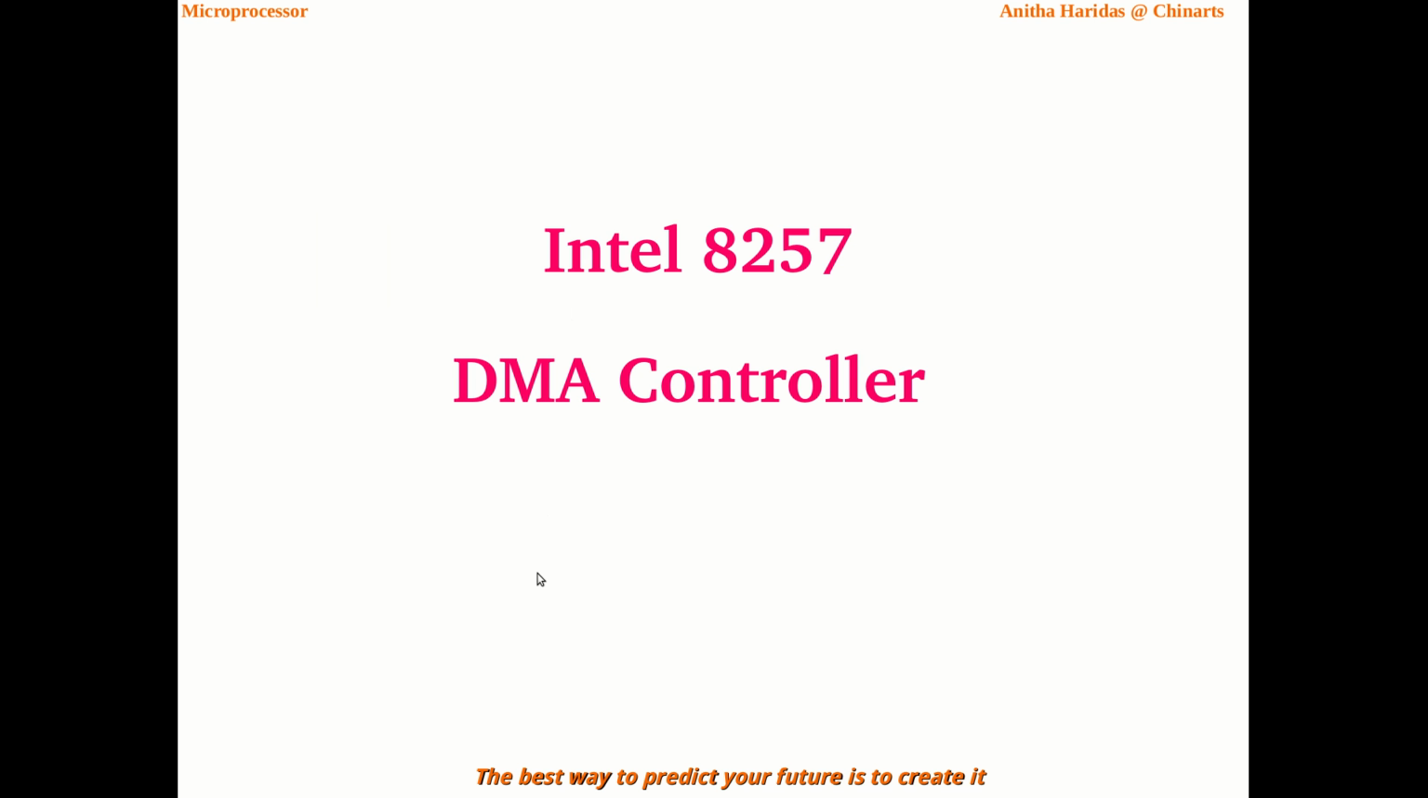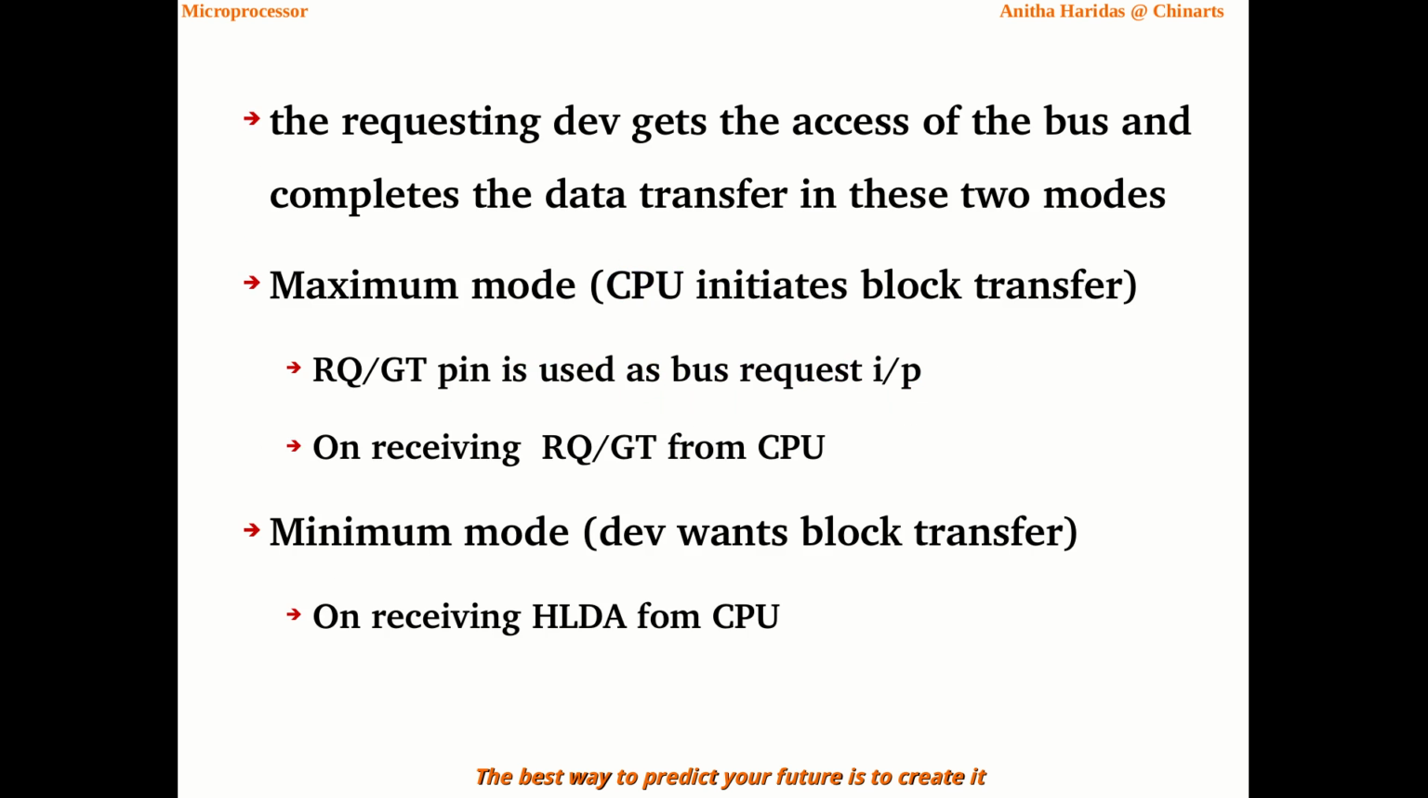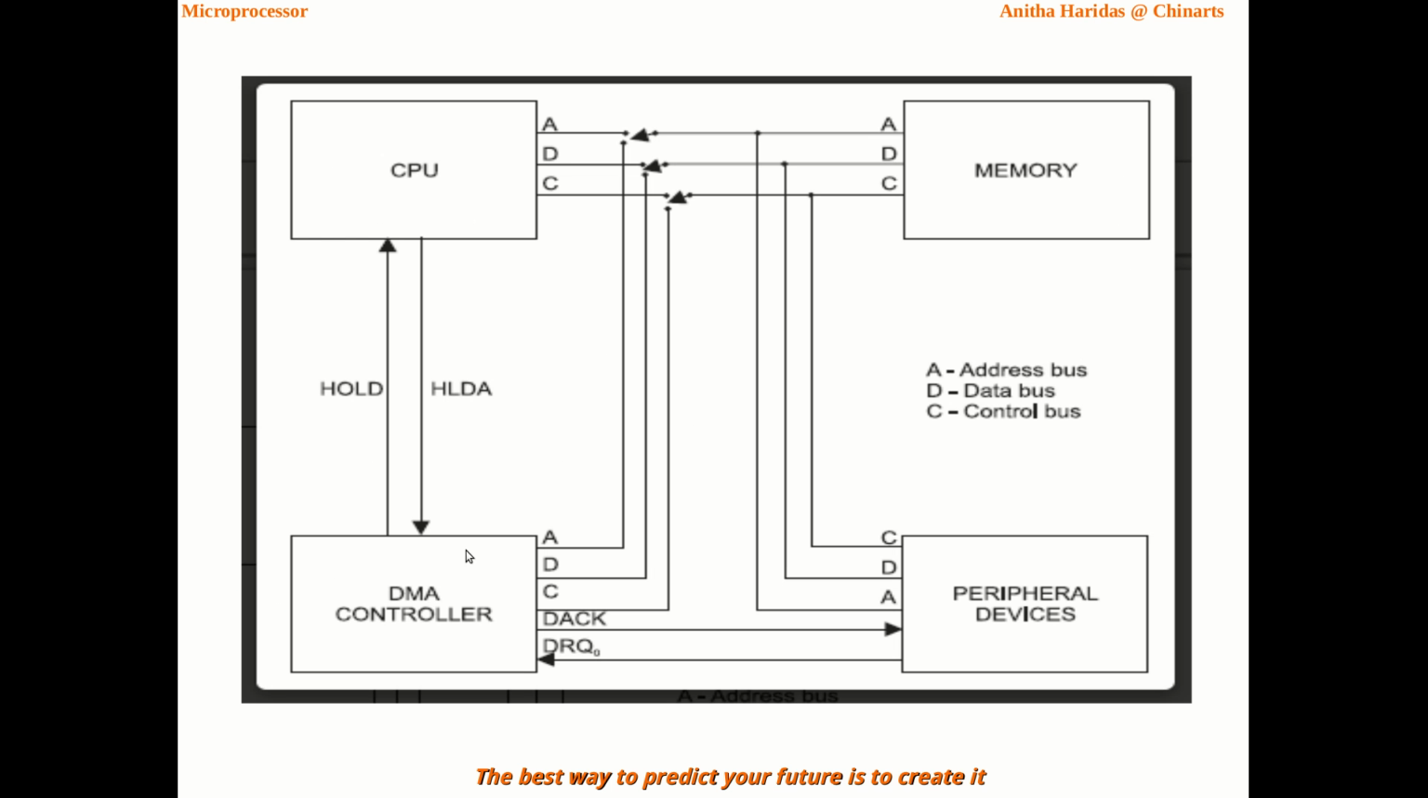So one of the very popular DMA controllers is the Intel 8257. This is the DMA controller. Now we are going to discuss, see, the DMA controller is here, right? So this is a microcontroller. It looks like a chip.